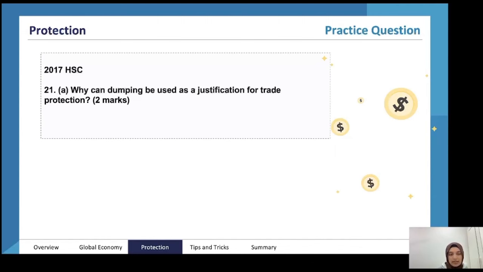Question 21A says, why can dumping be used as a justification for trade protection? So this is a 2-marker. I'll give you about 4 to 5 minutes to attempt this one. Just give you a little bit more time to plan it out, to write a response as to what you think would be included in this. And then we'll reconvene and go on in terms of the lecture.